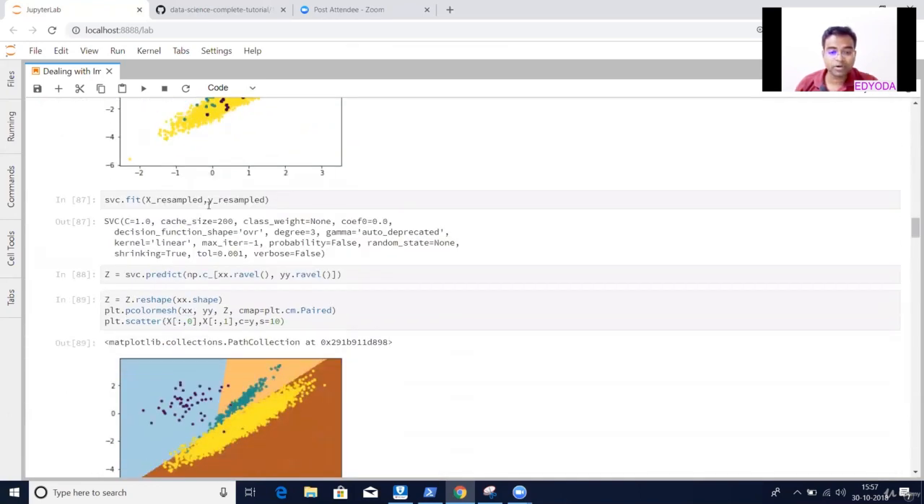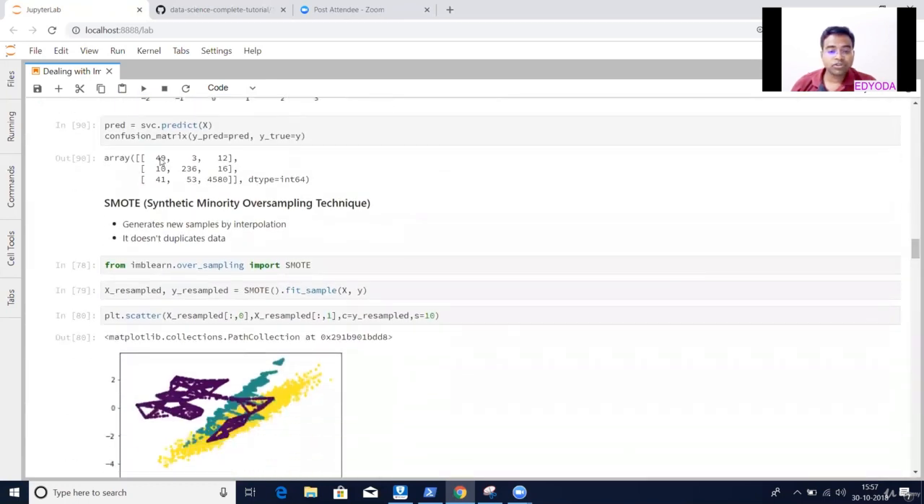Fit X resample, Y resampled. Okay, on doing so, you can see the decision boundary, and this is similar to what we did earlier, generating the data for all the area and trying to predict the decision boundary. As you can see, the decision boundary is shifted now. Because of resampling of data, you get a possibility of a better decision boundary.